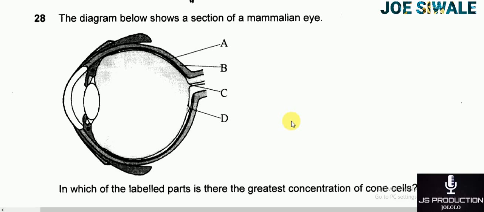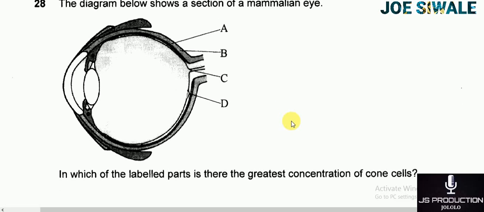The yellow spot has a lot of cones. It contains a lot of cones, and this is the point where an image is made or produced. So the question proceeds, in which of the labeled parts is there the greatest concentration of cone cells? So that's D, which is the yellow spot.